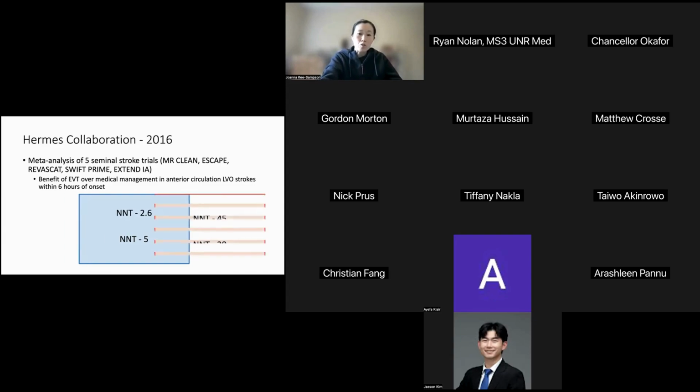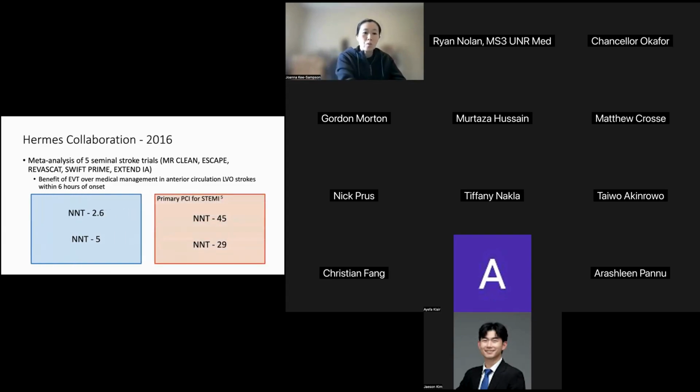And the number needed to treat to have a patient be functionally independent at 90 days is 5, meaning that you only need to treat 5 patients to help 1 patient be functionally independent at 90 days. So this is very significant. These are really extremely significant numbers.